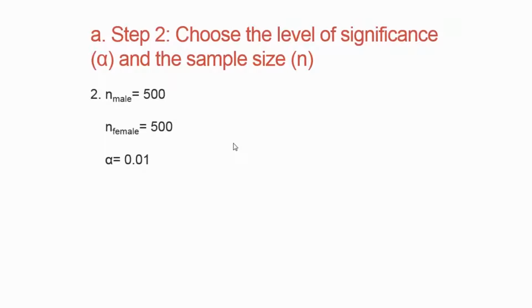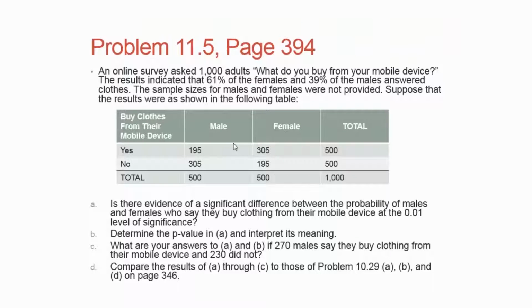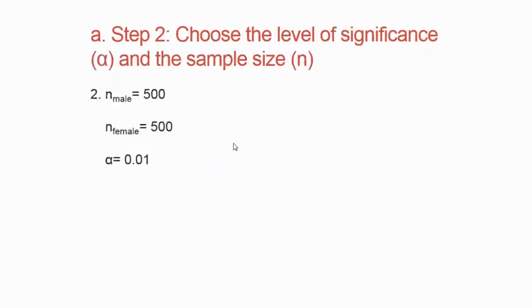Okay, these are the sample sizes. This is the alpha level that they specified, 0.01, so I have to use that level. Here it is in part A. 0.01 is the level of significance.